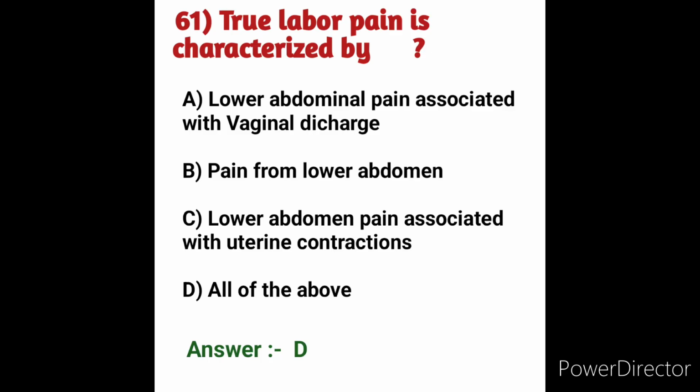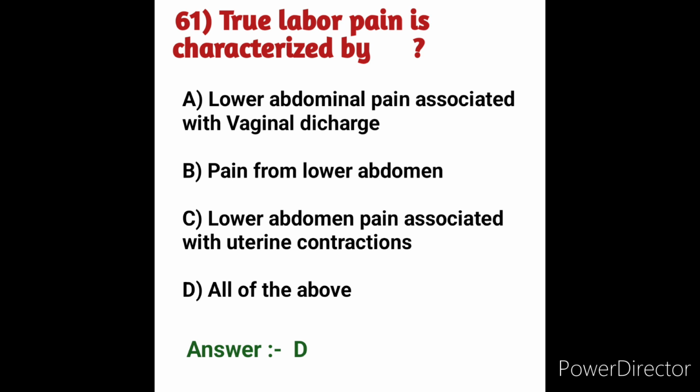Moving on to the topic, question number 61. The true labor pain is characterized by option A, lower abdominal pain associated with vaginal discharge. Option B, pain from lower abdomen. Option C, lower abdomen pain associated with uterine contractions. And option D, all of the above.